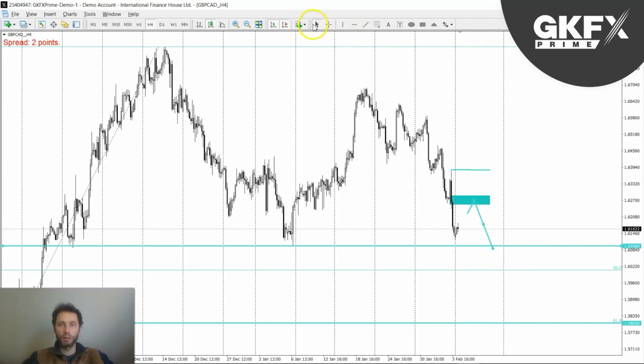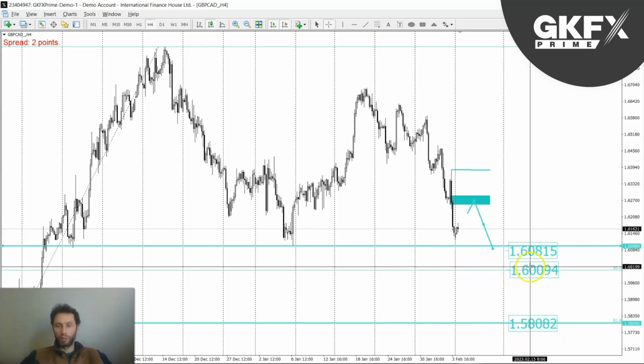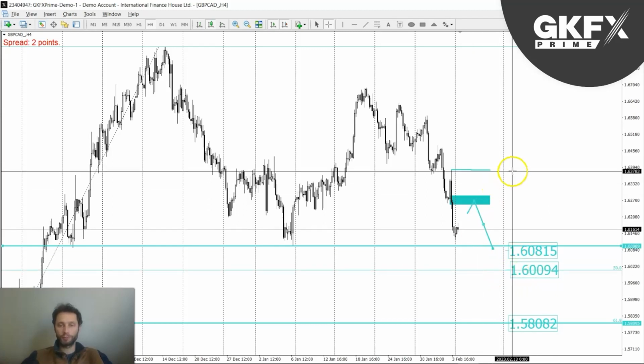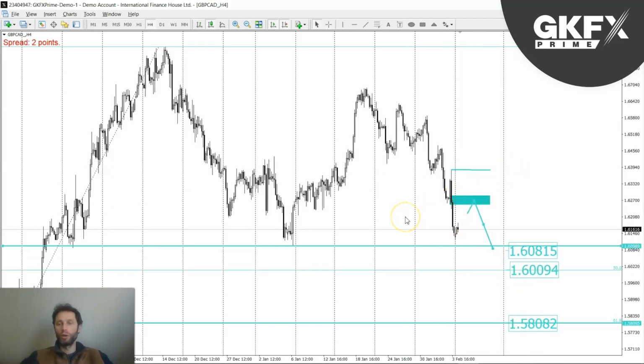Let me just mark the price levels just so it's clear. One, and we've got the 50 level here, and we've got 61.8 here, just so you're clear with the price levels. All right, so 1.6 would be a major figure to watch out for, and this is the idea on the pound CAD.